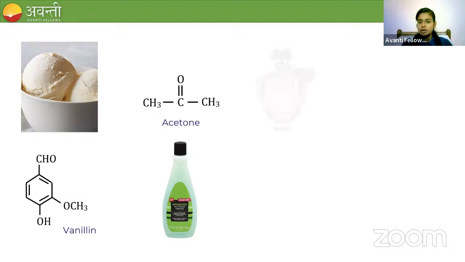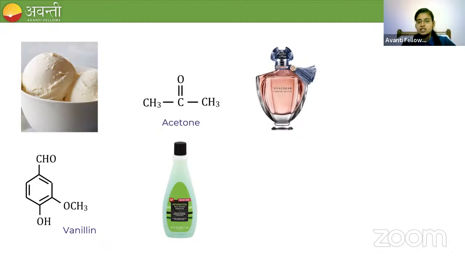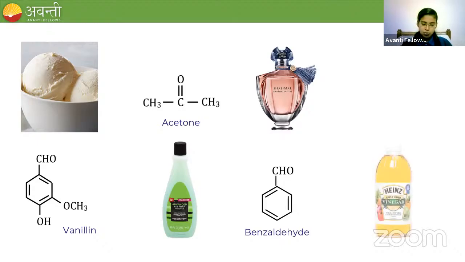Let me show you one more picture. What is this? This is a perfume, and the compound present in this is called benzaldehyde. I'll show you one more picture. What is this? Vinegar, right? So the compound present is a carboxylic acid, and the name of that carboxylic acid in this compound is acetic acid.